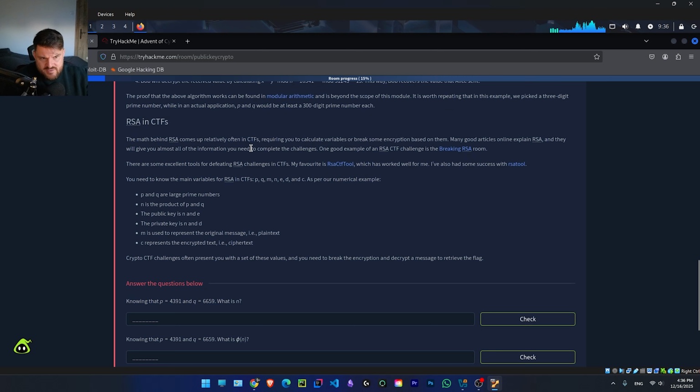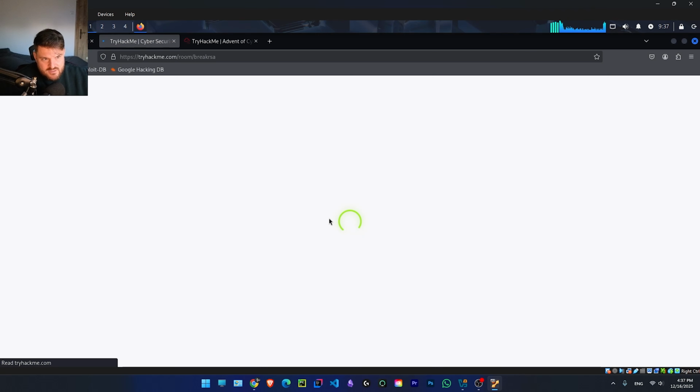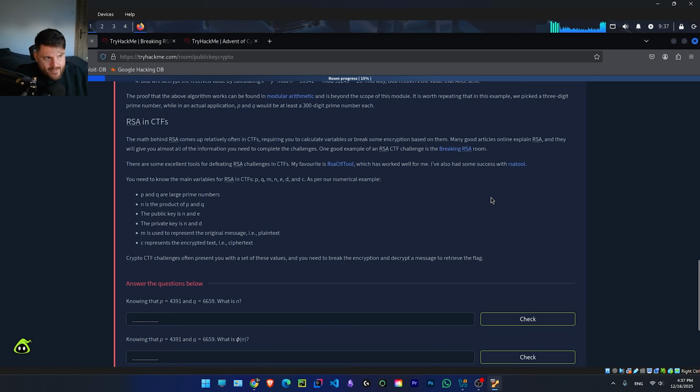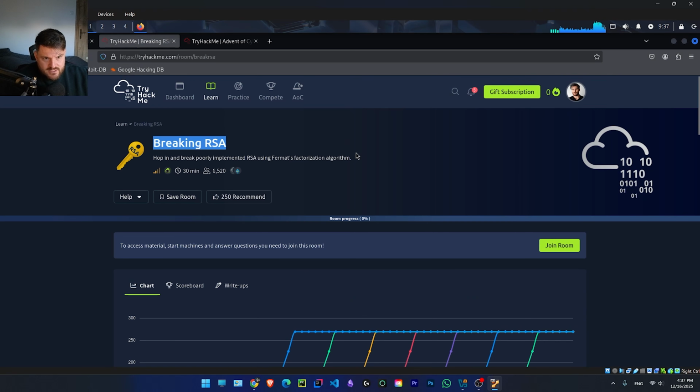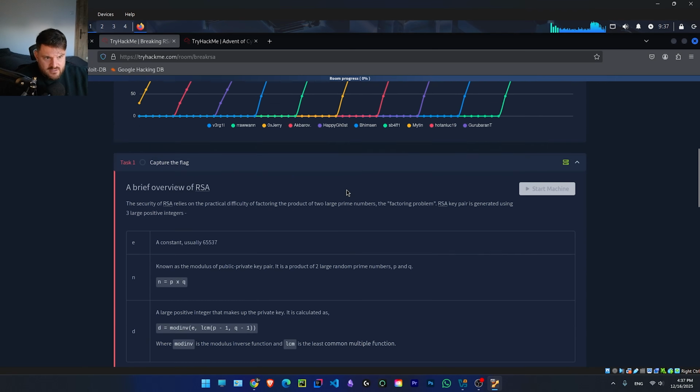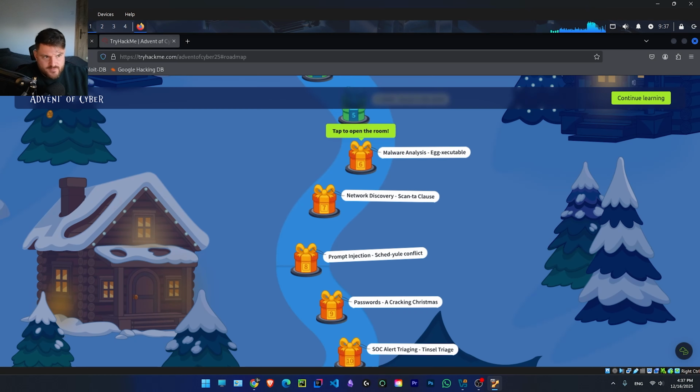The math behind RSA comes up relatively often in CTFs, requiring you to calculate variables or break some encryption based on them. Many good articles online explain RSA, and they will give you almost all of the information you need to complete the challenges. One good example of RSA CTF challenges is the Breaking RSA room, which is on TryHackMe. Here it is, intermediate level. We will do this, we'll come back to that.